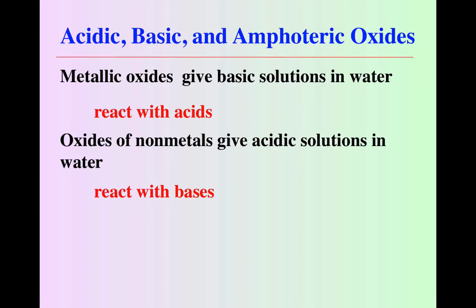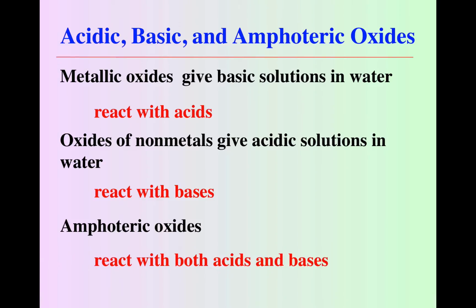Oxides of nonmetals give acidic solutions. So nonmetal oxides make acids, like carbon dioxide makes carbonic acid, and sulfur trioxide makes sulfurous acid, and so on. And we didn't talk about this one, but aluminum oxide reacts with both acids and bases. So that's called being amphoteric, meaning you react with both acids and bases.